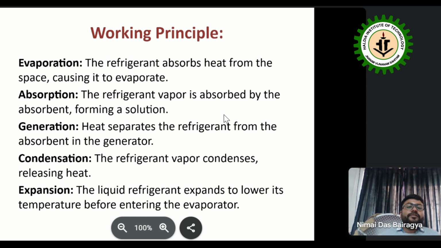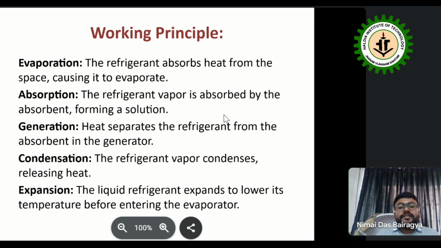Next, generation. Generation happens in the generator, where we use an external heat source to boil the strong ammonia-water solution, and we know that the boiling point of ammonia is very low compared to water, that's why it turns into vapor in the generator.